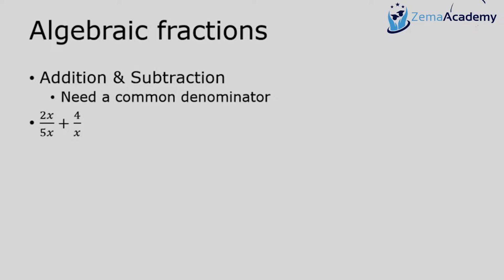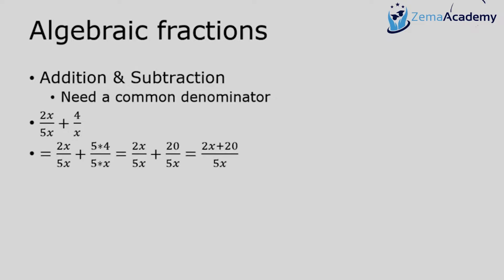So I'm going to get them to have a common denominator, and I'm going to do that by multiplying the fraction on the right by 5. I'm going to multiply top and bottom by 5. So that's going to give me 2x over 5x plus 5 times 4 over 5 times x. That gives me 2x over 5x plus 20 over 5x. And now I can add those two top pieces together and get 2x plus 20, all over 5x.